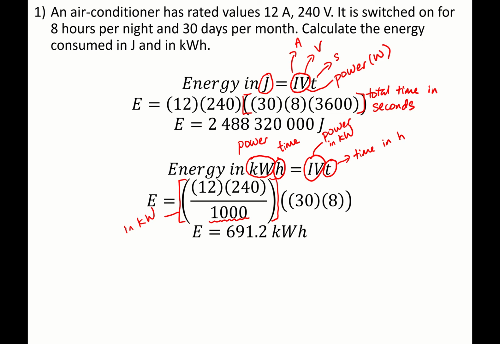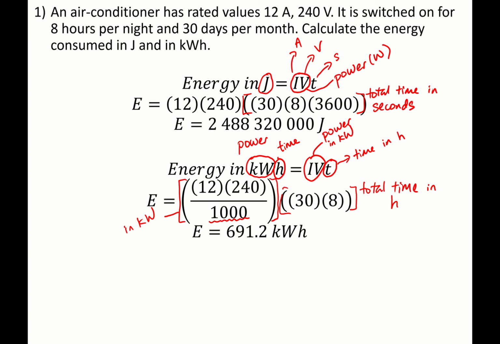How about time? So 8 hours per night, 30 days per month. So essentially, that is the total number of hours per month. You take 30 times 8. So this is total time in hours. And hence, when I multiply together, I will get 691.2 kilowatt hour.